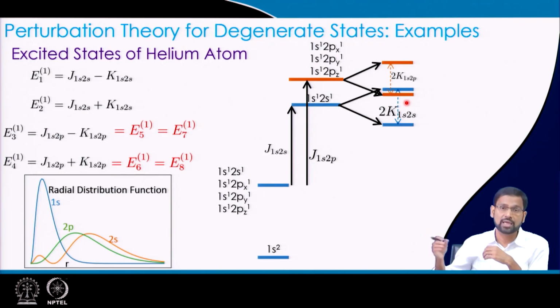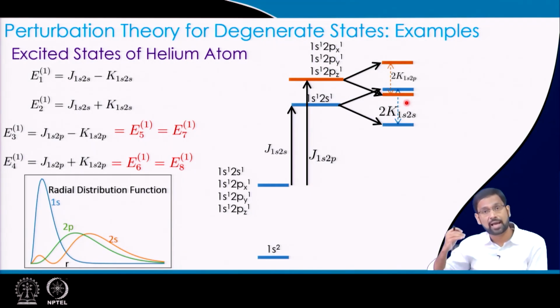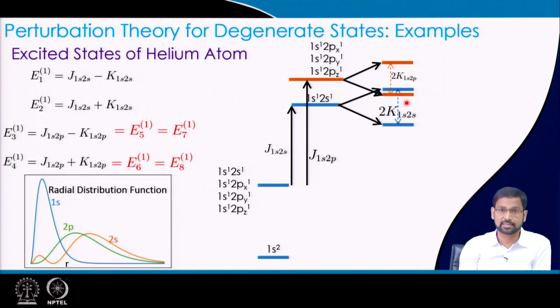Similarly, 1s2py and 2py1s, their degeneracy gets lifted. So, the degeneracy within the individual exchange pairs, within each of those 4 blocks, has been lifted, but between one block and another block, that degeneracy is not lifted. So, each of these orange states is again 3-fold degenerate. They correspond to 2px, 2py, 2pz. Now, by incorporating the electron interaction, we cannot lift the degeneracies of the orange states.